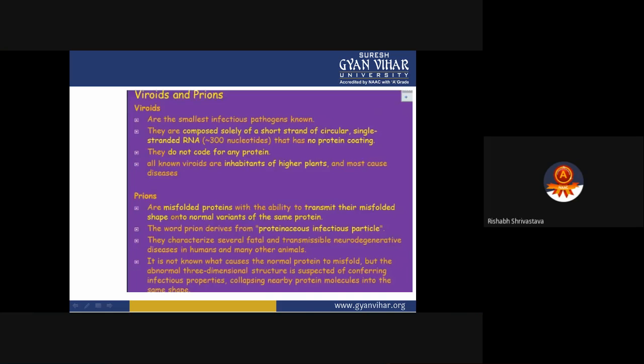Prions, on the other hand, are misfolded proteins with the ability to transmit their misfolded shape onto normal variants of the same protein. The word prion derives from proteinaceous infectious particles.